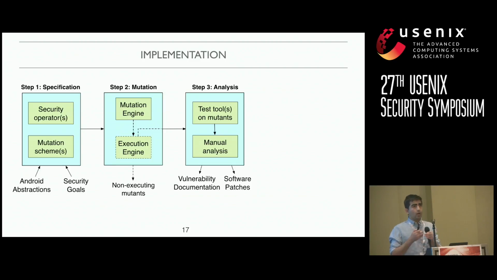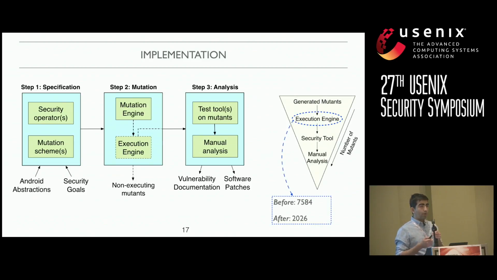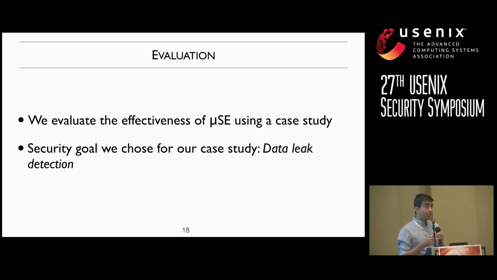This not only reduced the number of mutants that we would later analyze, this also guaranteed that all the mutants that we analyzed would actually be true positives, that they actually would execute. So here are some numbers from our implementation. Using this execution engine, we were able to reduce the number of mutants from 7,584 to 2,026. We evaluated the effectiveness of our implementation of Muse using a case study.